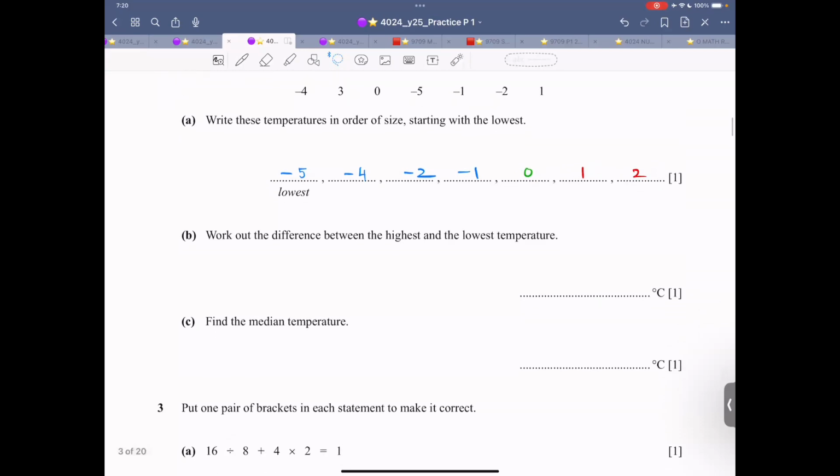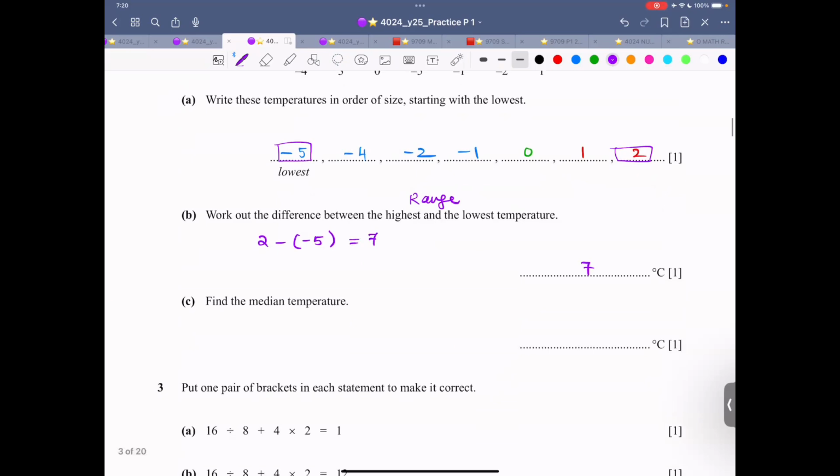Now it says work out the difference between the highest and the lowest temperature. So that is the lowest, that is the highest. This is also known as the range. So 2 minus -5, that comes out to be 7. Let me write a 7 over here.